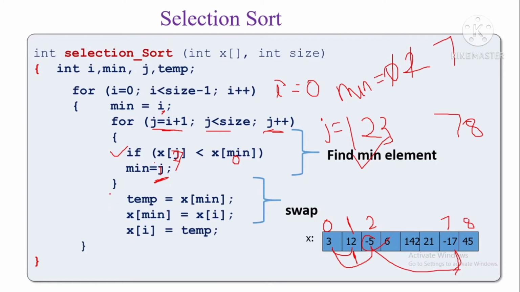Now I have come out of this inner loop because I have found the minimal position, the position which has the minimal element. Now I can make this swapping. Using the temporary variable, I can swap x of min with x of I. Whatever value is stored in this particular position is swapped with the minimal value. Minus 17 and 3 are swapped.